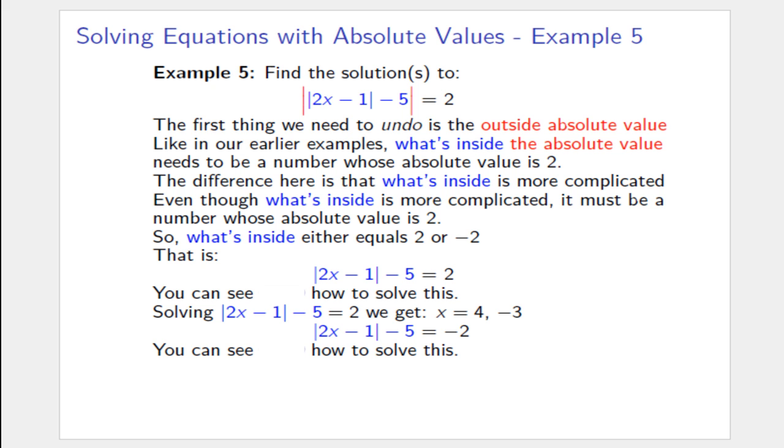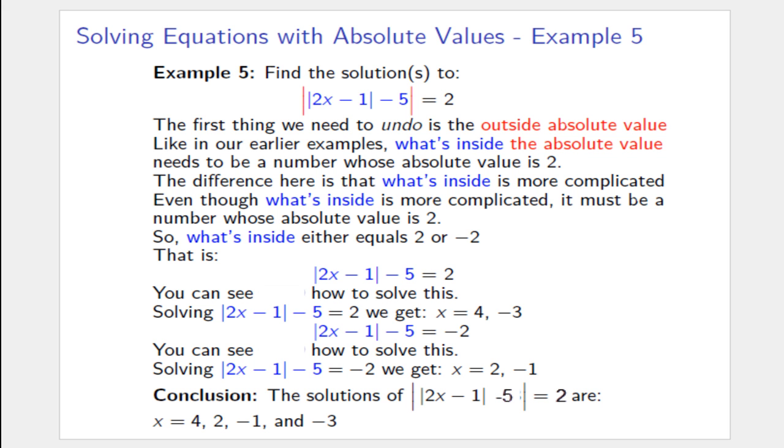If you'd like to see the second equation solved out, follow the purple link again. This time, when we solve the absolute value of 2x minus 1 minus 5 equals negative 2, we get the solutions x equals 2 and x equals negative 1. So finally, we reach the conclusion that the solutions of the absolute value of 2x minus 1 minus 5 equals 2 are x equals 4, x equals 2, x equals negative 1, and x equals negative 3.